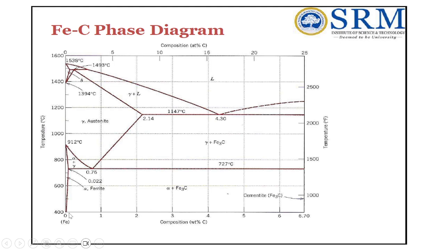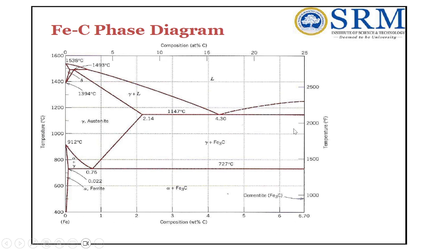Here you have to note down several points on the x-axis. You have to remember 2 percent, 4.3 percent and 6.7 percent. You know what is 2 percent of carbon. If the iron has up to 2 percent of carbon, it is called steel. If the carbon content is more than 2 percent in iron, then it is called cast iron.